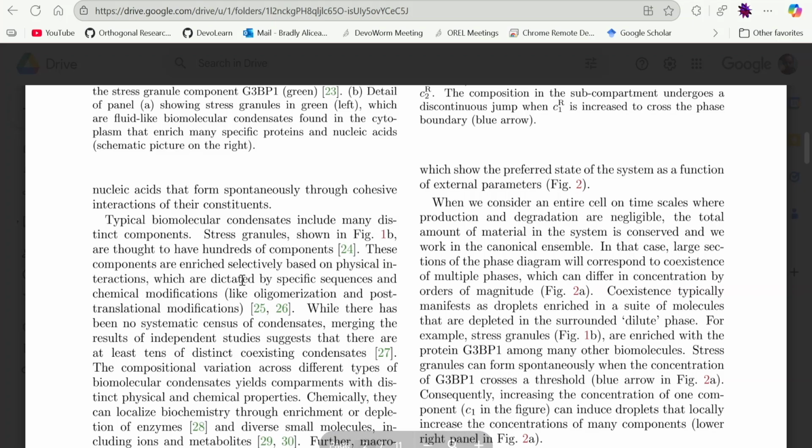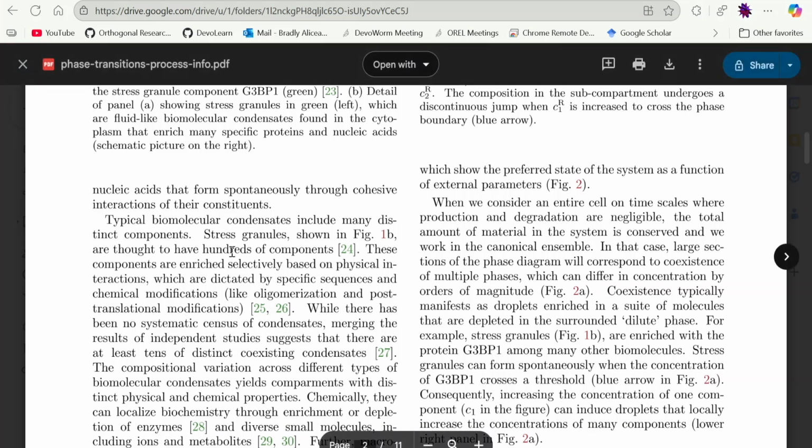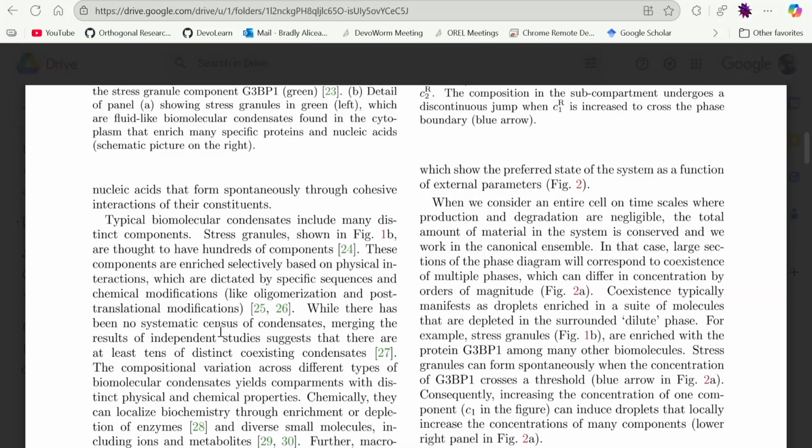Okay, so typical biomolecular condensates include many distinct compartments or components. Stress granules are thought to have hundreds of components. These components are enriched selectively based on physical interactions, which are dictated by specific sequences and chemical modifications. While there has been no systematic census of condensates, merging the results of independent studies suggests that there are at least tens of distinct coexisting condensates.